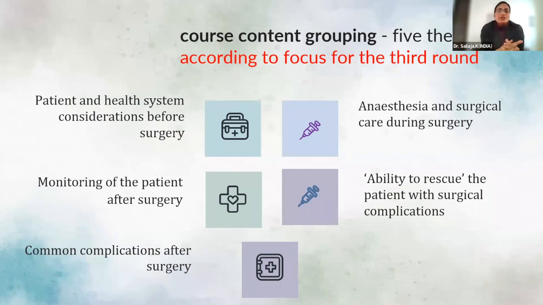And so these are the 5 themes that came up finally after the 3rd round. These include patient and health system considerations before surgery, anesthesia and surgical care during surgery, monitoring of the patient after surgery, ability to rescue the patient with surgical complications, and common complications after surgery.